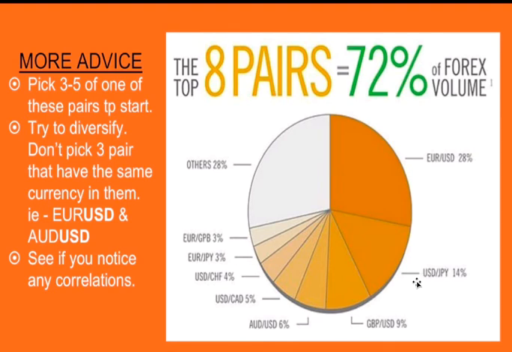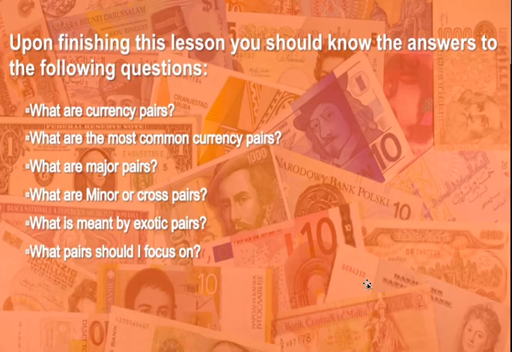Then you have USD/JPY about 14%, GBP/USD 9%, AUD/USD 6%, USD/CAD 5%, USD/CHF 4%, EUR/JPY 3%, EUR/GBP 3%, and then every other one, the exotics and the rest of them, make up the remaining 28%. But please note something. You must not necessarily limit yourself to these 8 currency pairs, but we're saying mix it up, flavor up your trading list or the pairs you trade, and over time you get more acquainted and more conversant with this whole trading thing.